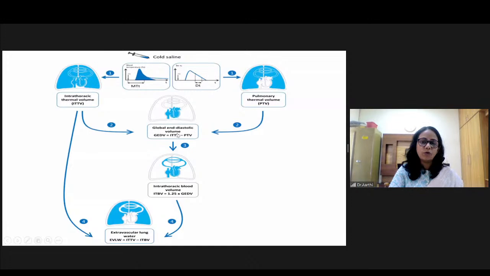So global end diastolic volume is the volume of the blood remaining in the heart at the end of diastole, which predicts the preload. From there, one can calculate the intrathoracic blood volume. Once the intrathoracic blood volume is identified, extravascular lung volume can be derived from the above parameters. This extravascular lung volume is the volume present in the lung, in the pulmonary interstitium or alveoli, which predicts whether the individual will be more prone to pulmonary edema.